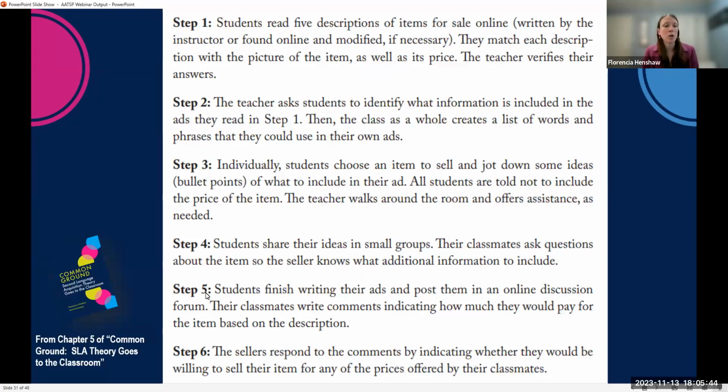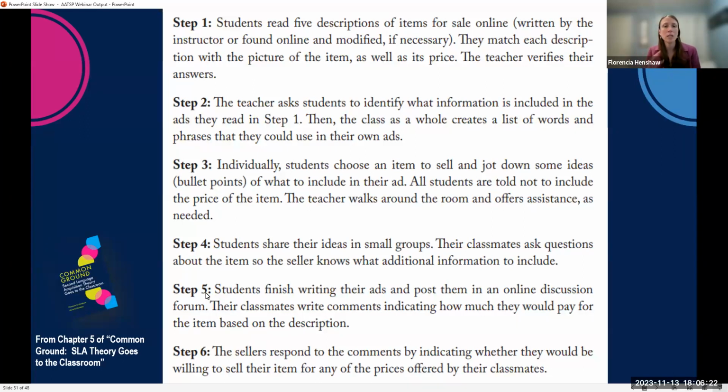So this is an example that comes from Common Ground, and this is chapter 5 on presentational. In this case, you see that steps 1 and 2 are input oriented. So the students are reading descriptions of items for sale, which is exactly what they're going to have to be doing later. And then they match the description with a picture of the item. They're doing something input-based, comprehension-based with that input. So it's not just, here's a sample, but rather we're doing comprehension activities with this input. And this input is also what's going to help you with your output.